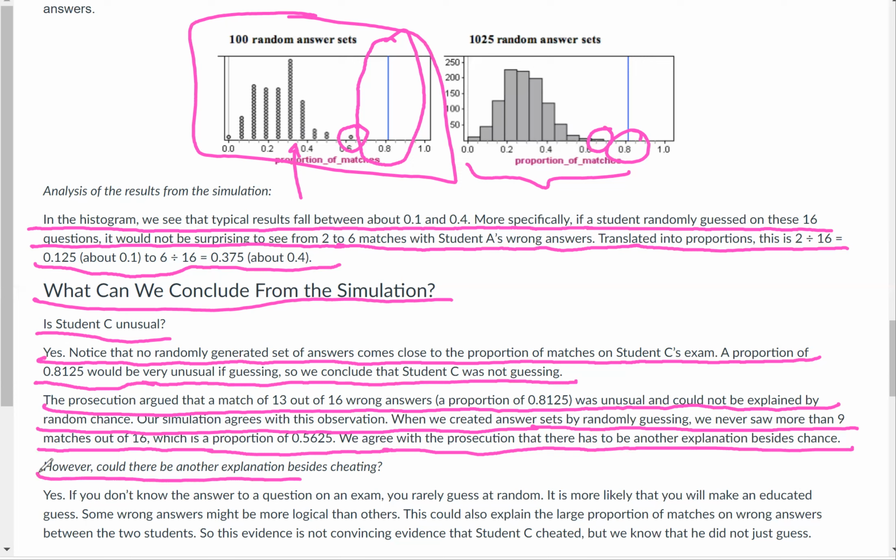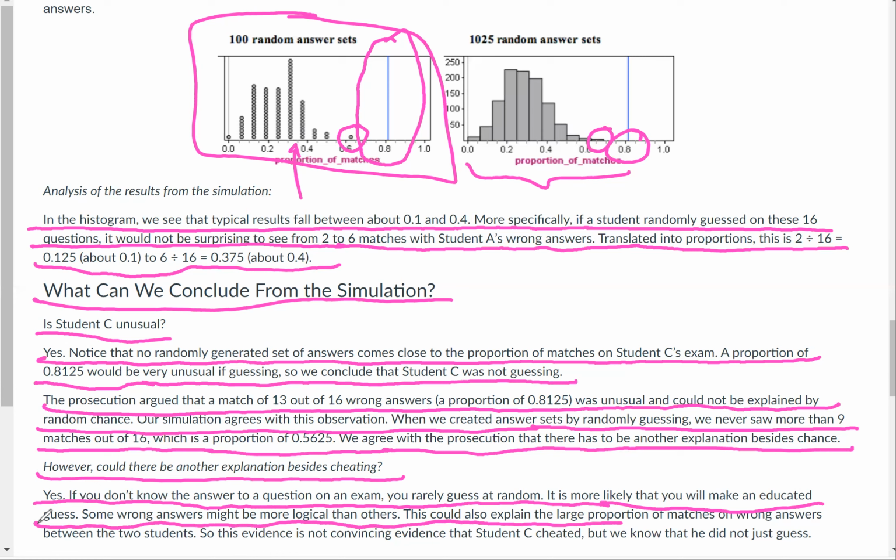However, could there be another explanation besides cheating? Yes. If you don't know the answer to a question on an exam, you rarely guess at random. It is more likely that you will make an educated guess. Some wrong answers might be more logical than others.